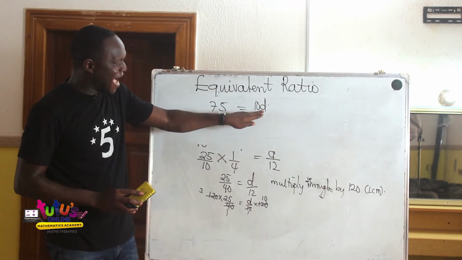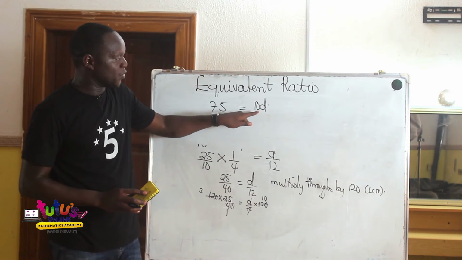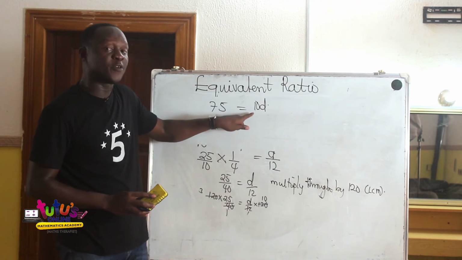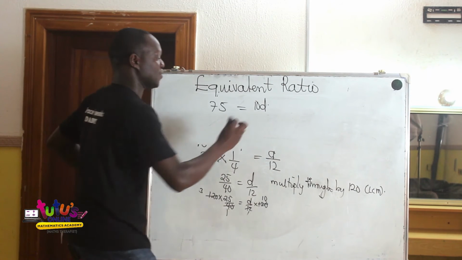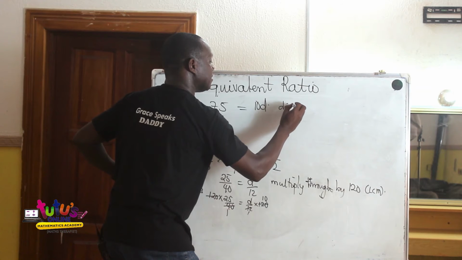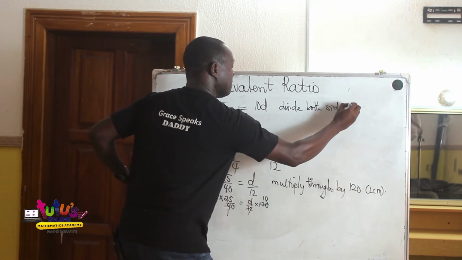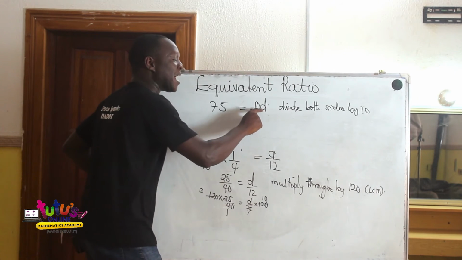A number and a letter together in math means the number is multiplying the letter. So if the number is multiplying the letter, what do we do to remove this 10 from here? The opposite of multiplication is division. So divide both sides by 10.